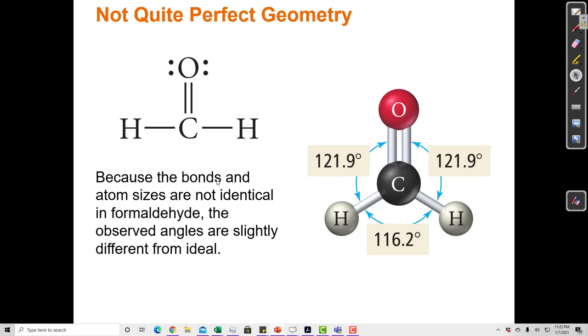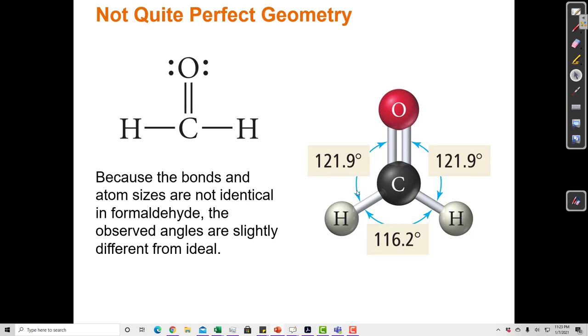If, for example, we have a situation like this where two of the bonds are C-H single bonds, and one of the bonds is a carbon-oxygen double bond. So here I have two bonds that are the same and one bond that's different. What that means is that the electrons in this bond right here are pushing on the electrons in this bond and this bond to a different extent. So these single bonds feel some repulsive force between them, and it's a different force than they feel between this bond and this bond, because these bonds are different. So what that does is it makes the angles slightly different here.